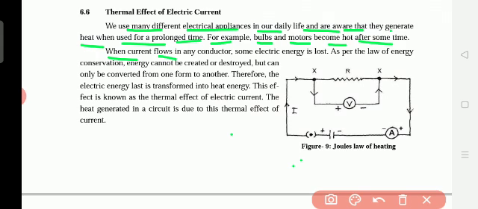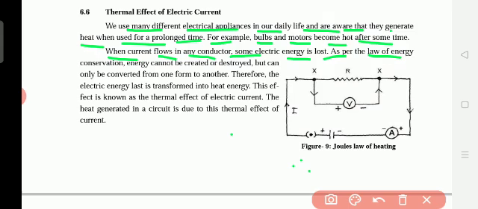When current flows in any conductor, conductors means metals which conduct electricity, some electrical energy is lost. So that heat energy which we feel is the lost energy. That means when the electrical current is flowing in the wire, some electrical energy is used by the bulb or electrical things and some energy is wasted. That is the energy we feel as hot when we touch.